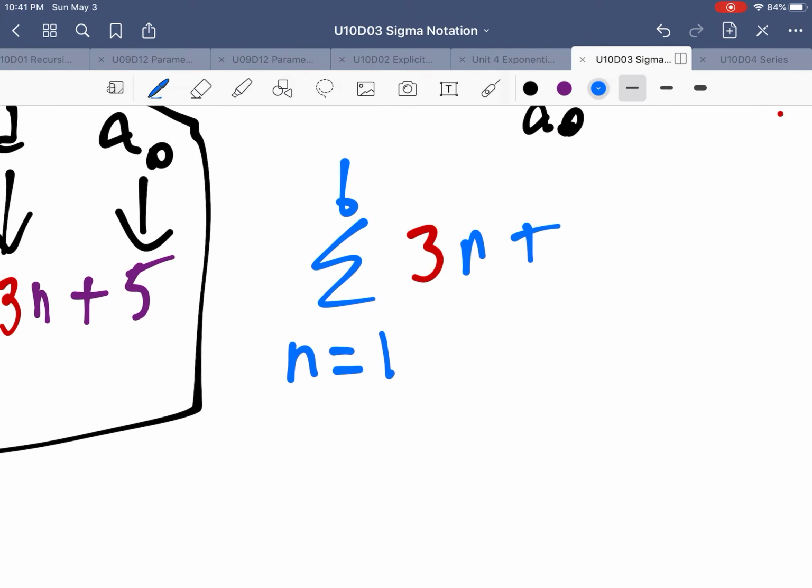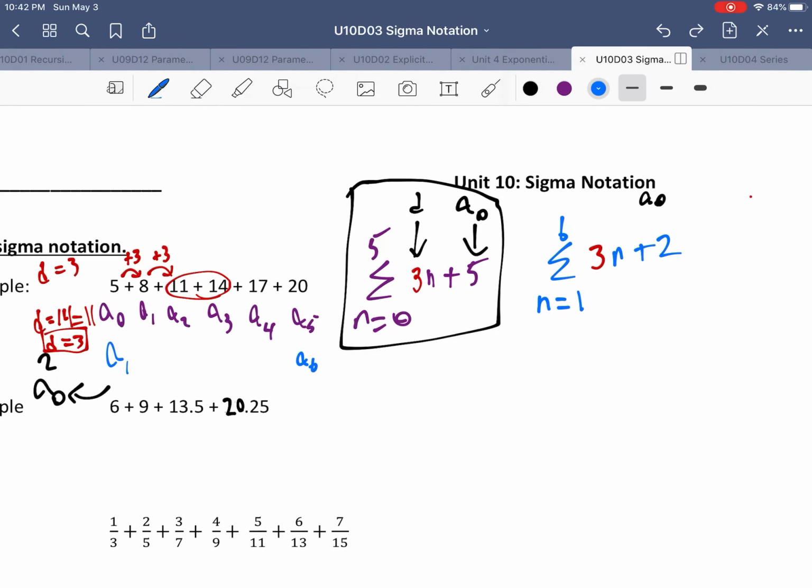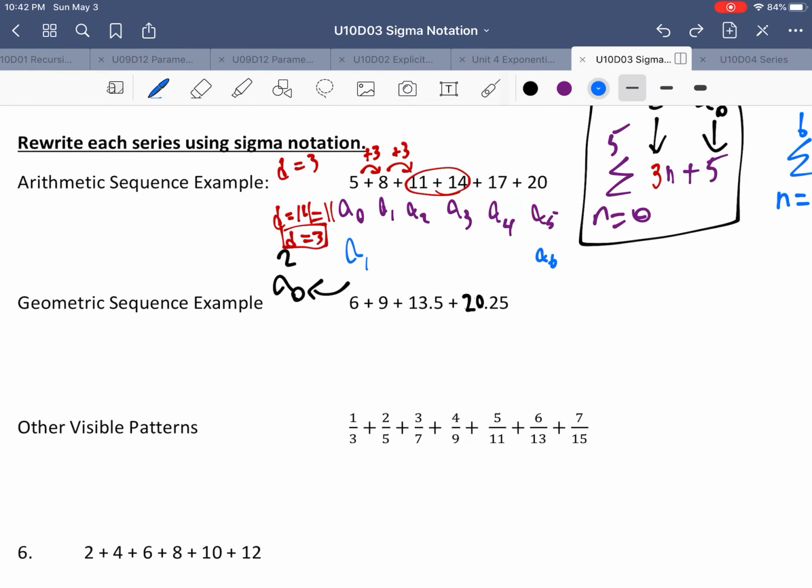So I would write plus 2. And the reason for that is when I plug in a 1 here into this problem, it's going to give me 3 plus 2 is 5. So there are 2 ways to write it. I would recommend starting with term 0. So that would probably be a little easier.